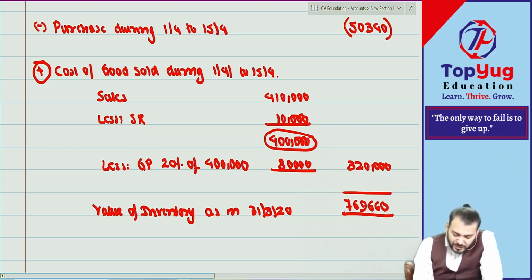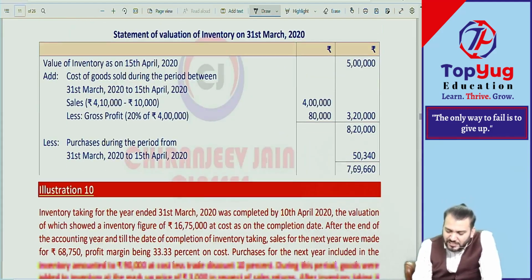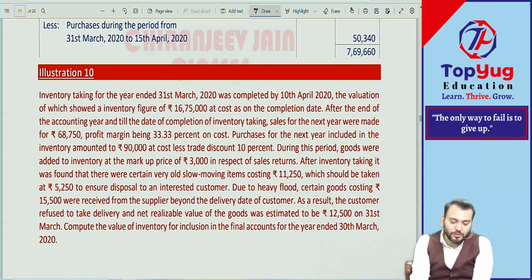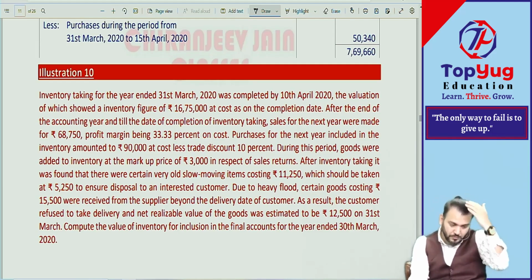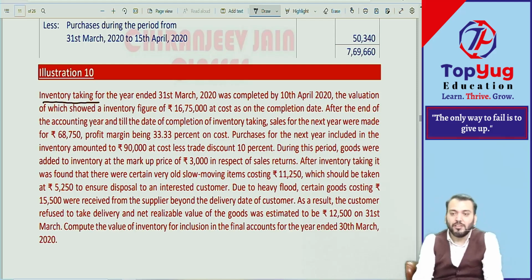One more question we'll take. This was very simple. You could have done it on your own. Correct. Now let us take some interesting question. Can we take one more question? Inventory taking 10. We are doing illustration number 10 now.